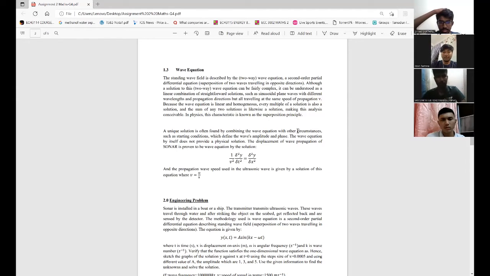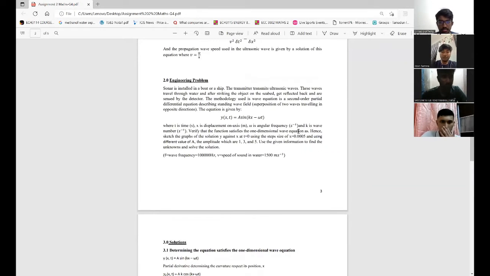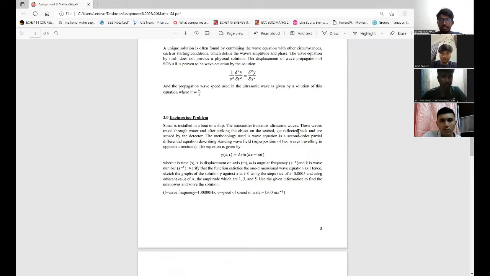Thank you, Kevin. Now the engineering problem will be explained by Mognesh. Thank you. I will talk about an example of an engineering problem. Sonar is installed in a boat or a ship. The transmitter transmits an ultrasonic wave. These waves travel through water, and after striking an object on the seabed, the wave gets reflected back and is sensed by the detector. The methodology used is the wave equation, a partial differential equation describing a standing wave field.